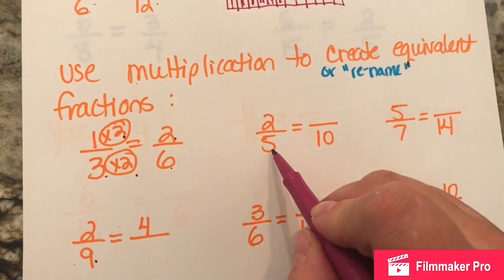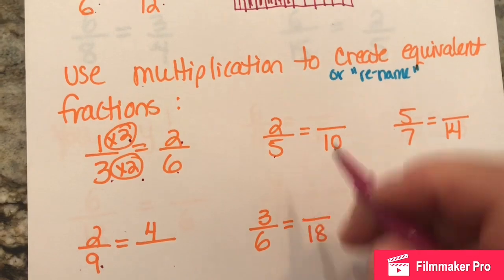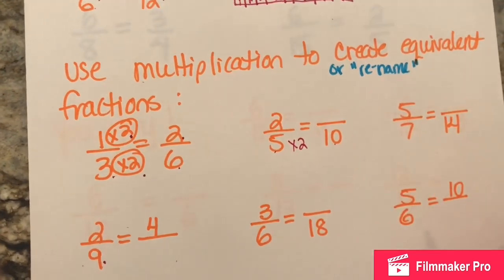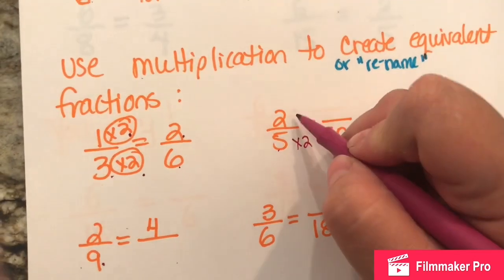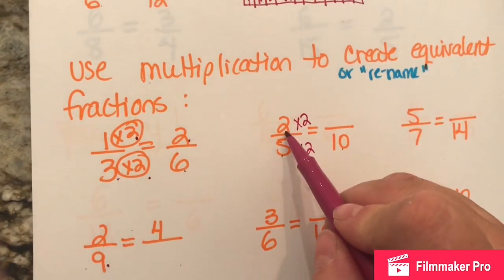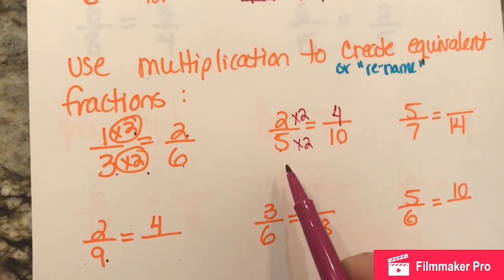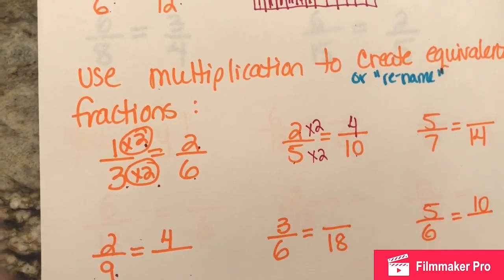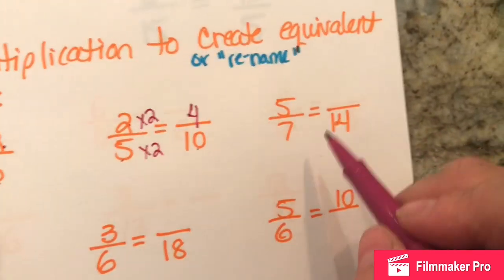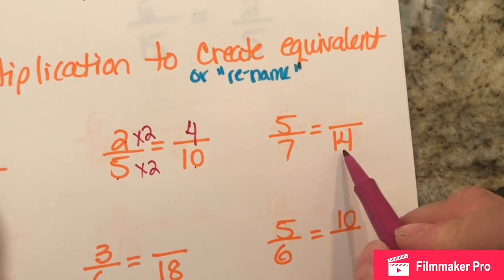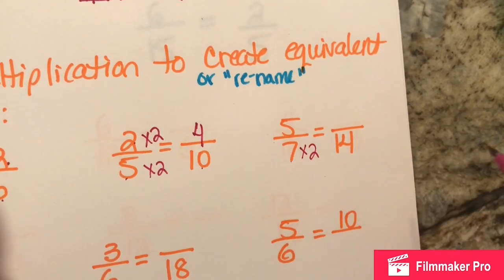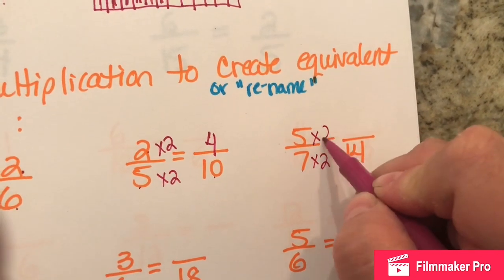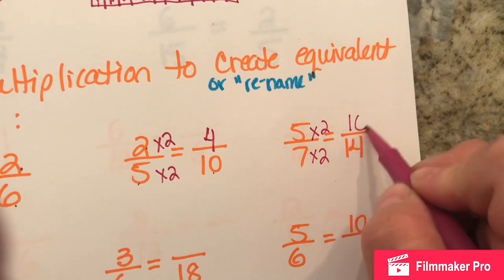So I know in order to get the 5 to 10, I had to multiply by 2. So if I did that to the bottom number, I must do that to the top number. So 2 times 2 is going to get me to 4. So I know that 2/5 is equivalent to 4/10. On to this one. In order to get the 7 to 14, I'm going to also multiply by 2. So I know 5 times 2 is going to get me to 10.